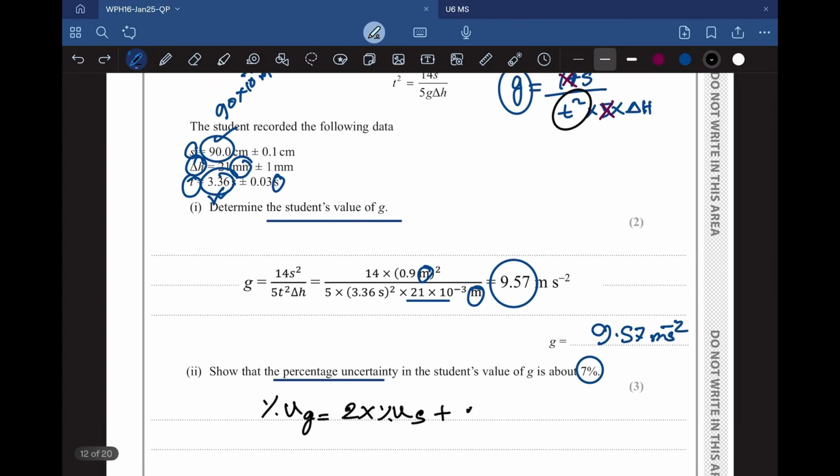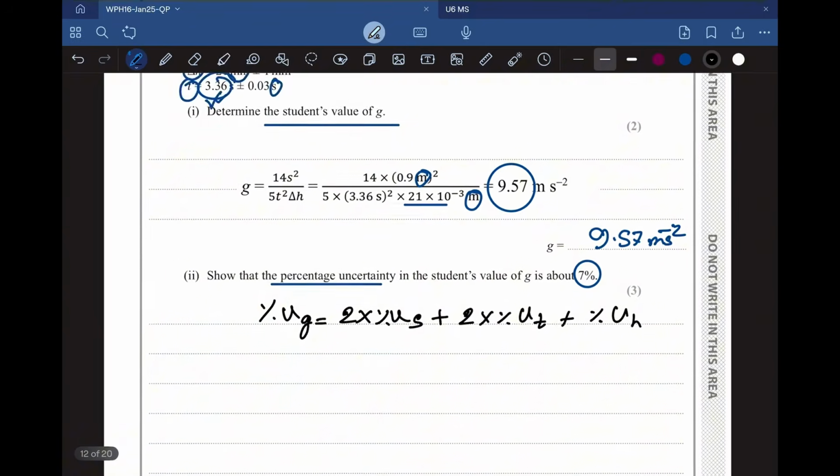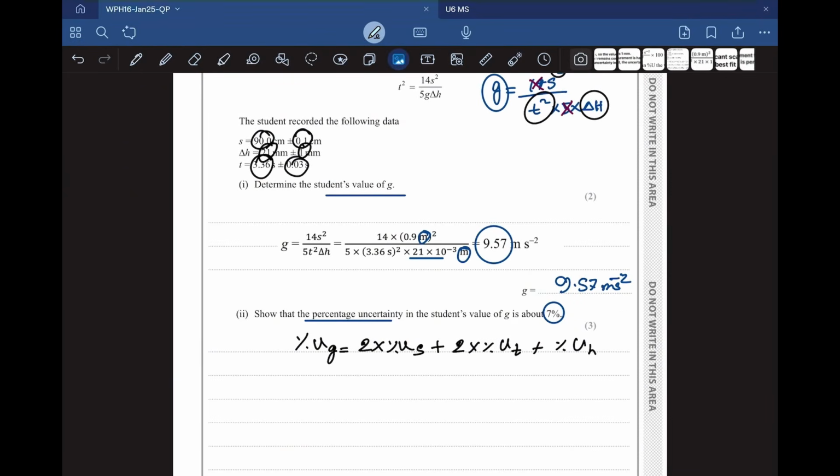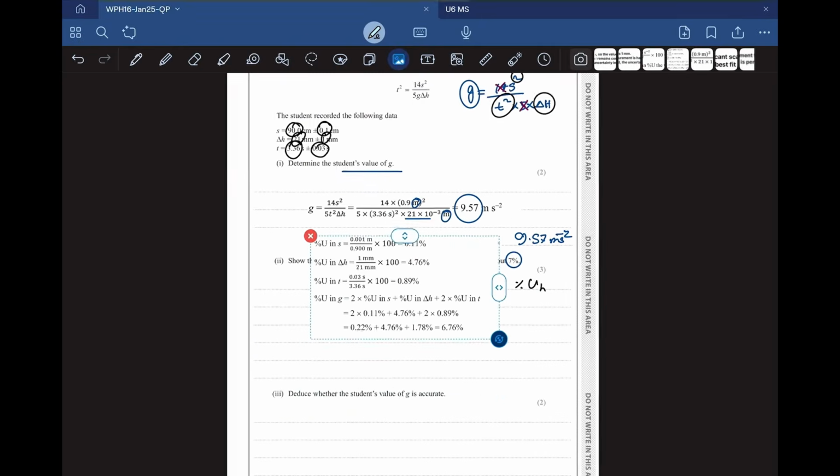So we'll write 2 into percentage uncertainty of t plus the percentage uncertainty of h, which is this one. This is how we are going to do this question. To figure out the percentage uncertainty of s, we can use uncertainty divided by average measured value into 100%. For t, the same: uncertainty divided by average measured value into 100%. For h, 1 divided by 21 into 100%. Right, this is going to be our way of doing this question.